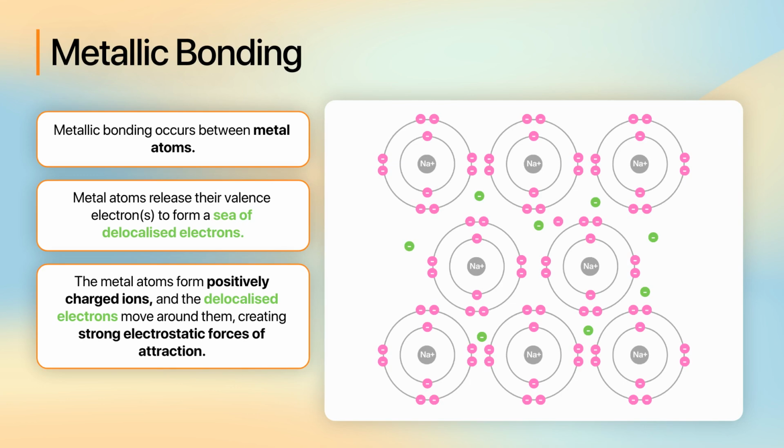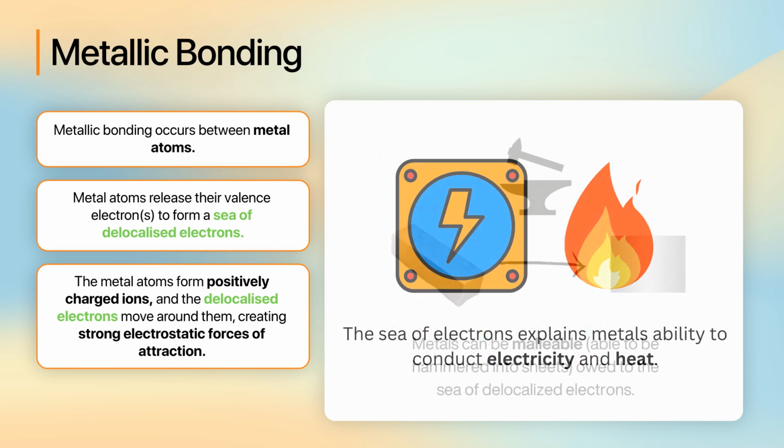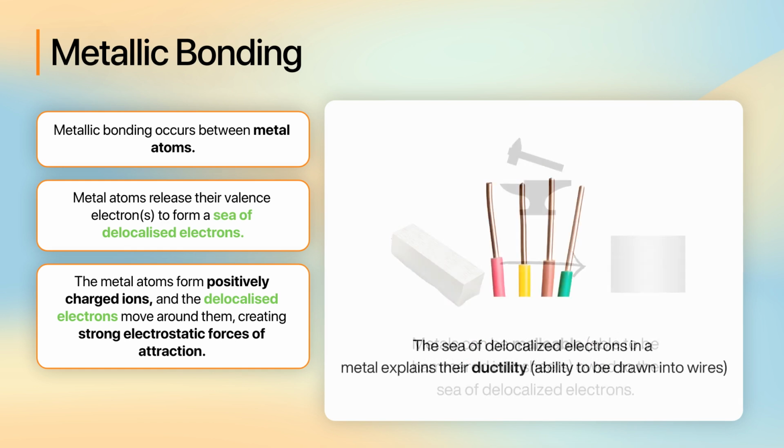This sea of electrons explains several properties of metals, such as their ability to conduct electricity and heat, their malleability, ability to be hammered into sheets, and their ductility, ability to be drawn into wires.